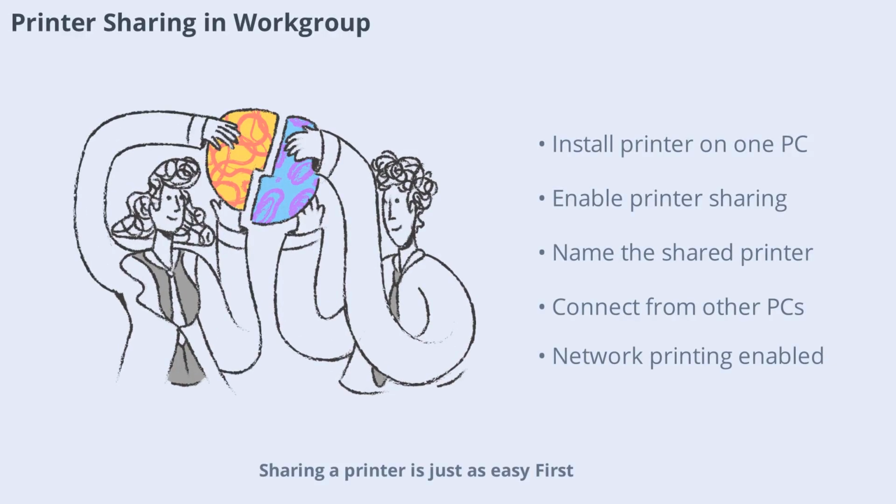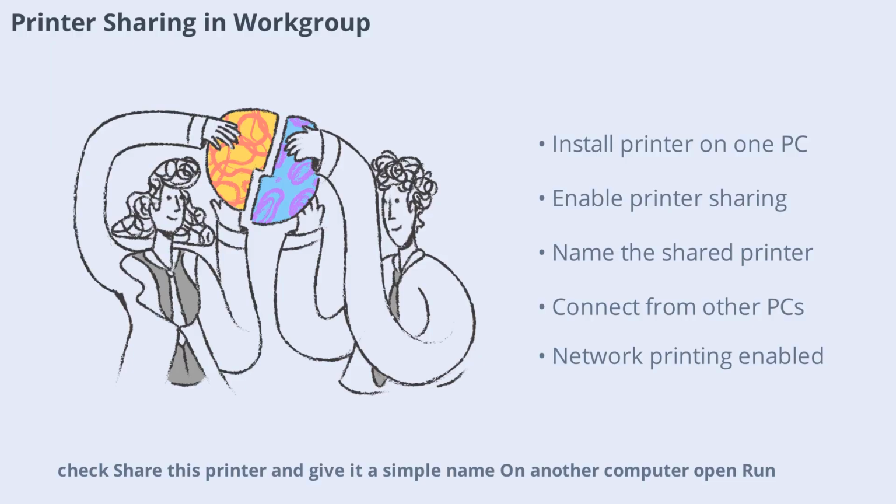Sharing a printer is just as easy. First, install the printer on one computer and ensure it works. Go to Printers and Scanners, select the printer, click Manage and open Printer Properties. Under the Sharing tab, check Share this printer and give it a simple name. On another computer, open Run, type \\computername, right-click the shared printer and select Connect. Now all users in the workgroup can print using the shared network printer.